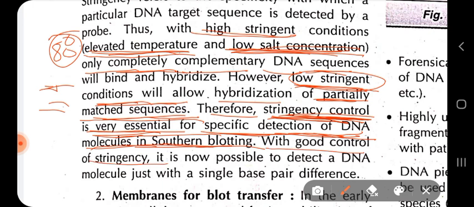With good control of stringency, it is now possible to detect DNA molecules with just a single base pair difference. So even with a single base pair difference between the molecules, we are able to detect which is our target DNA molecule. Because there may be other DNA fragments which are partially complementary with our probe, the probe that we have used. So that's the error that may occur, and that's why a high stringent condition is required.